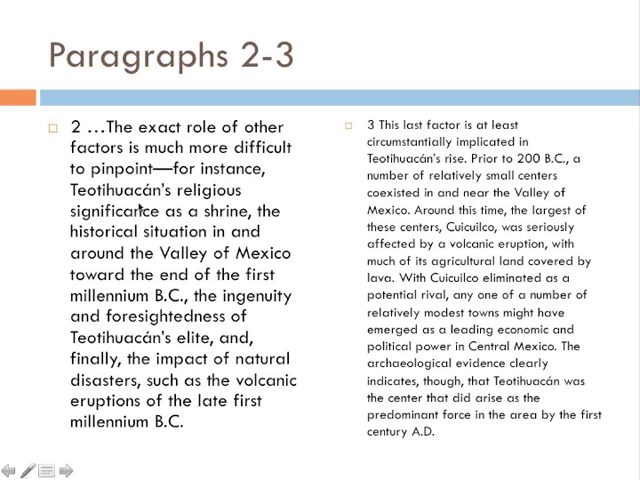As I skim through the information, I can see religious significance, historical information, and the concept of the Teotihuacan elite, which were, again, those people at the top of society. And then finally, I notice here at the bottom it mentions something about these natural disasters, which is basically the same thing as saying these volcanic eruptions. And we see it right here at the end of the paragraph.